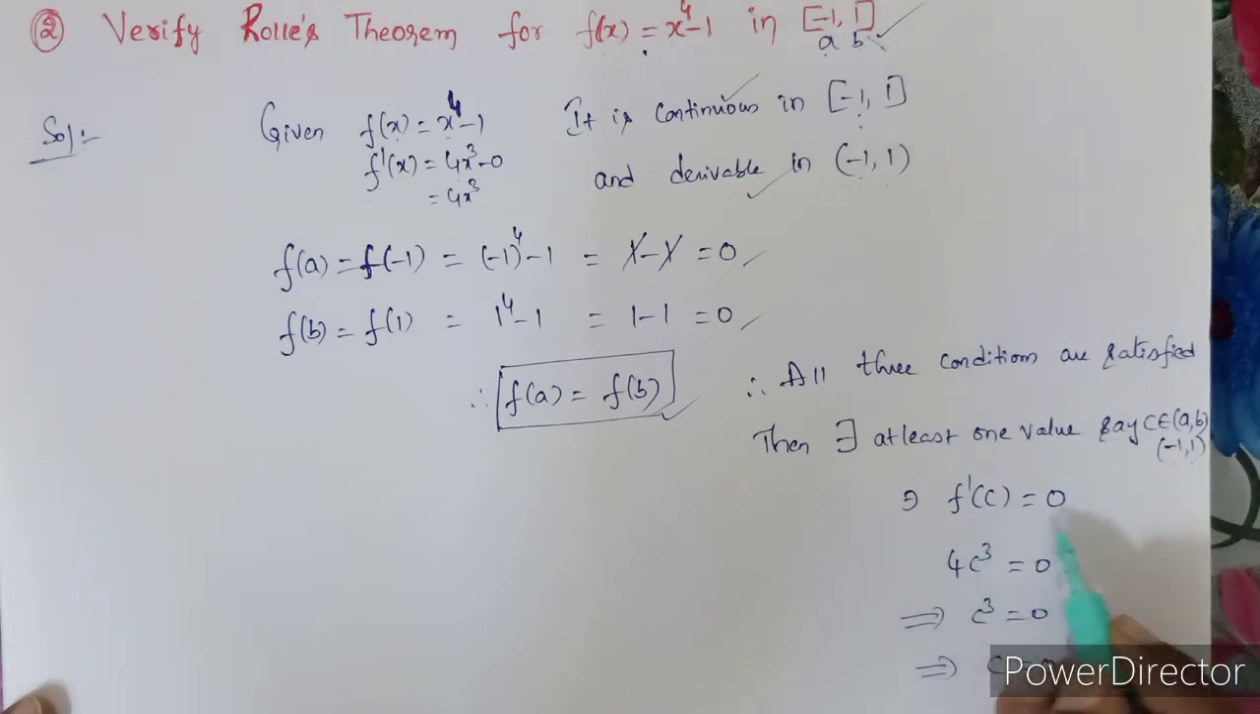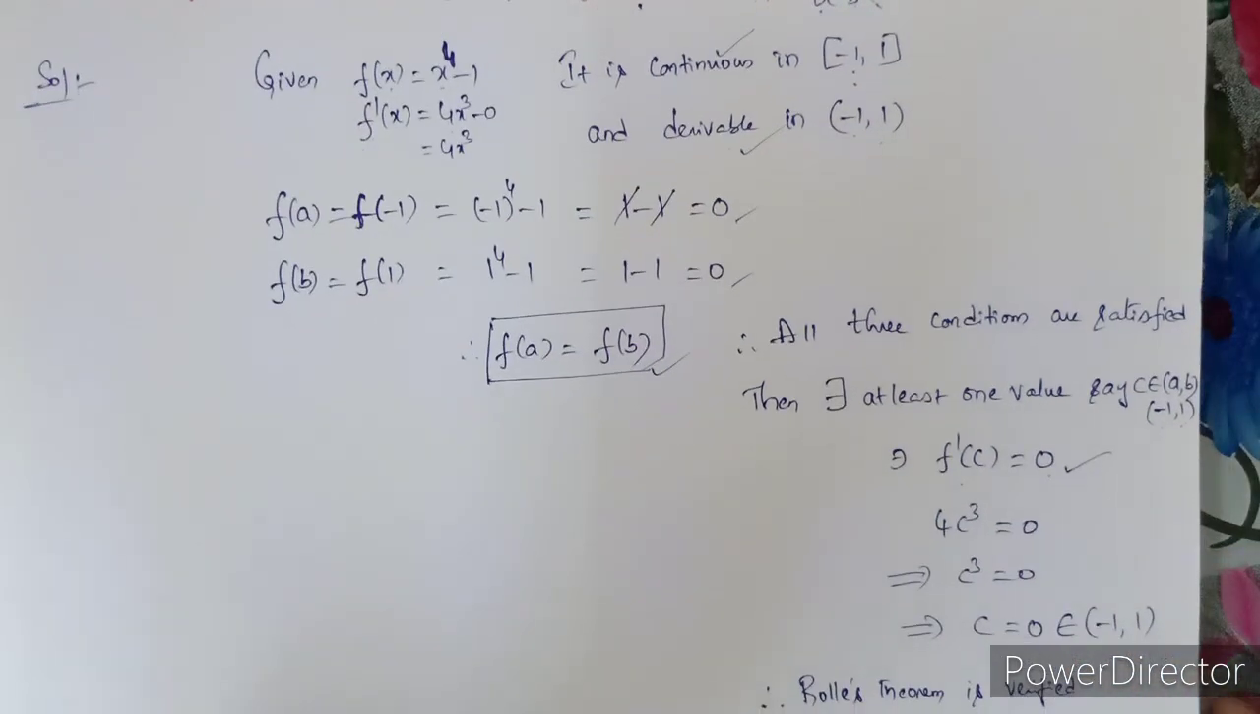So f dash of c equal to 0 we should take and find out the value of c. By taking f dash of c equal to 0, we can find out c. There exists at least one value or maybe more than one value also. So here there exists only one value in this open interval minus 1 to plus 1. Like this we can verify Rolle's theorem.